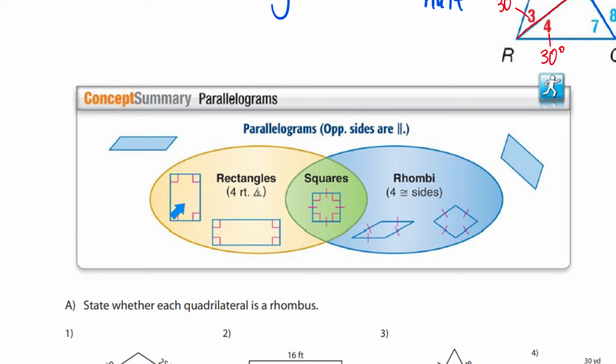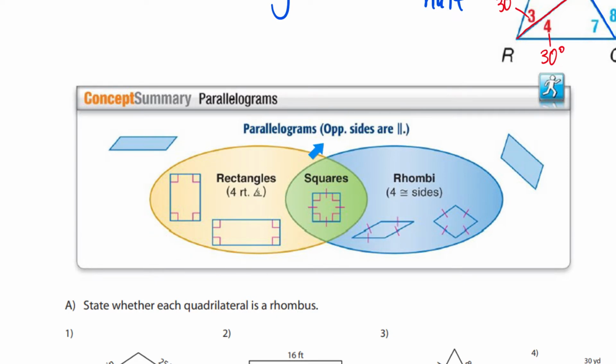4 right angles. So this is a rectangle because it has a right angle here, here, here, and here. So this is a rectangle, this is a rectangle. All right, when we look at this one, a rhombus, what makes a rhombus a rhombus? 4 congruent sides. All 4 sides are the same. So you can see that's what they have marked.